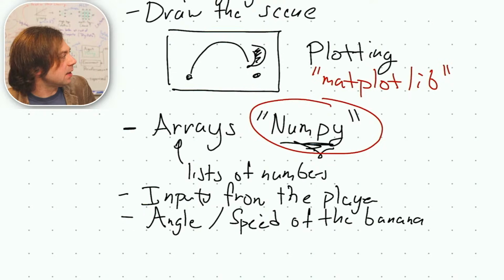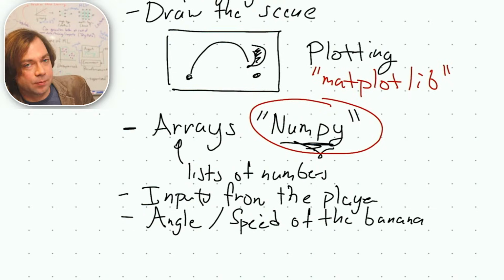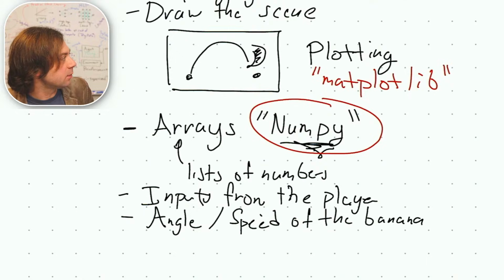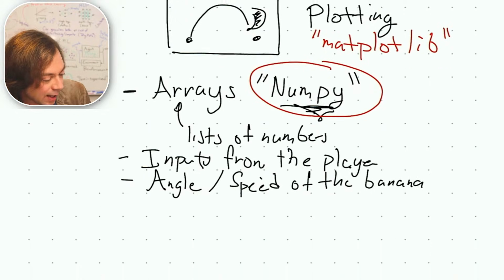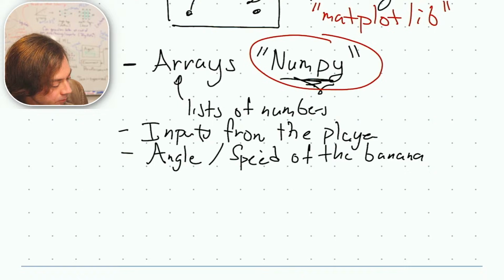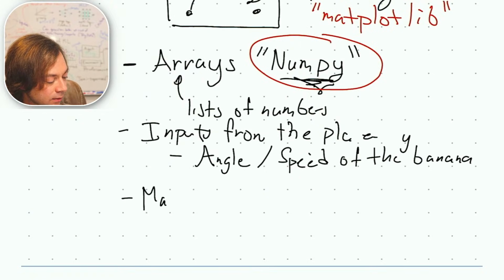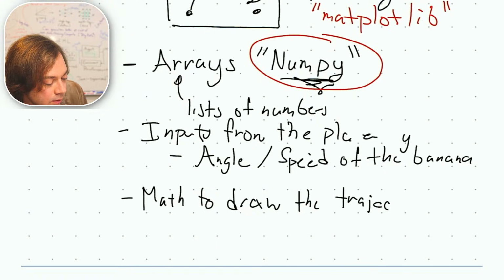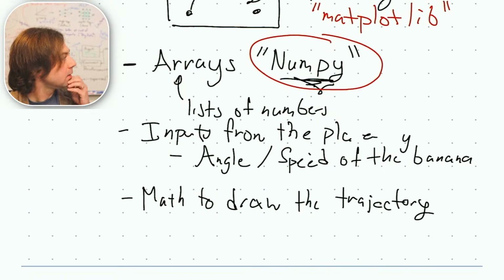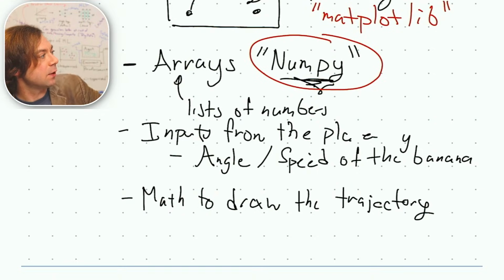There's another game that's a lot like this called Worms. I'm not sure if that's an active game anymore. It's very similar to Gorillas, but a lot more complicated. It clearly is inspired by Gorillas. You have to ask for the angle and speed of the banana, and once you have that, we have to do all the math to draw the trajectory. Those are the things we're going to try to get through today in about 35 minutes. I think it's very doable.